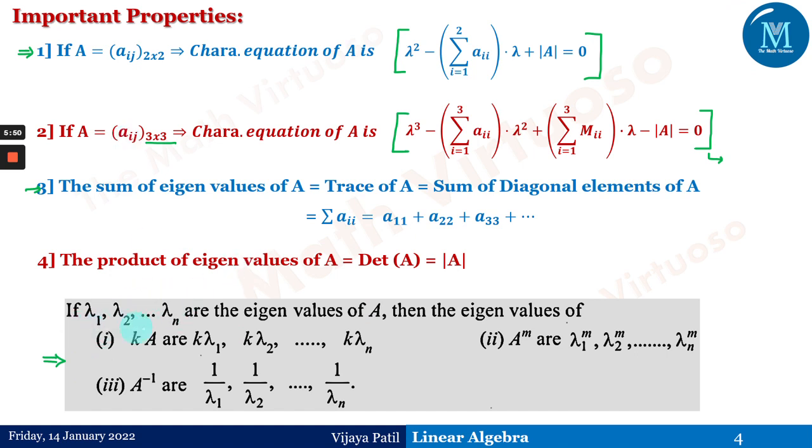So if lambda 1, lambda 2, ..., lambda n are the eigenvalues of capital A, then the eigenvalues of k into A are k lambda 1, k lambda 2 and so on. That means if I have k into A, then k times every eigenvalue will give the new eigenvalue for k A. Similarly, A to the power m has eigenvalues lambda 1 to the power m, lambda 2 to the power m, and so on, and the inverse has eigenvalues 1 upon lambda 1 and so on. We have already discussed this property before, but I want you to have it again in this session, because we are going to take the problem perspective.